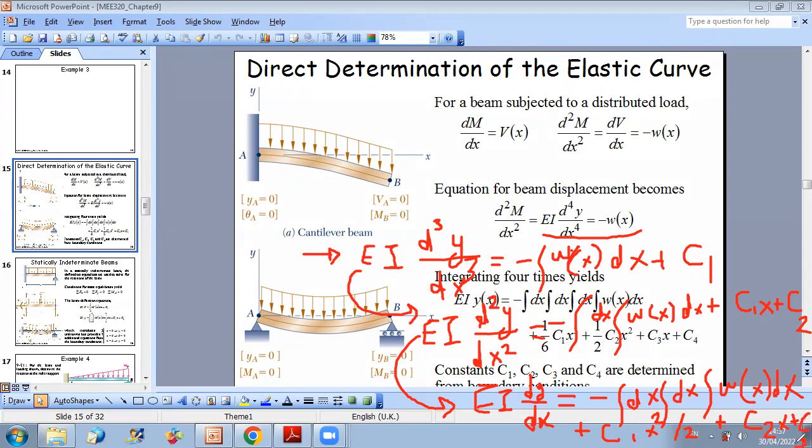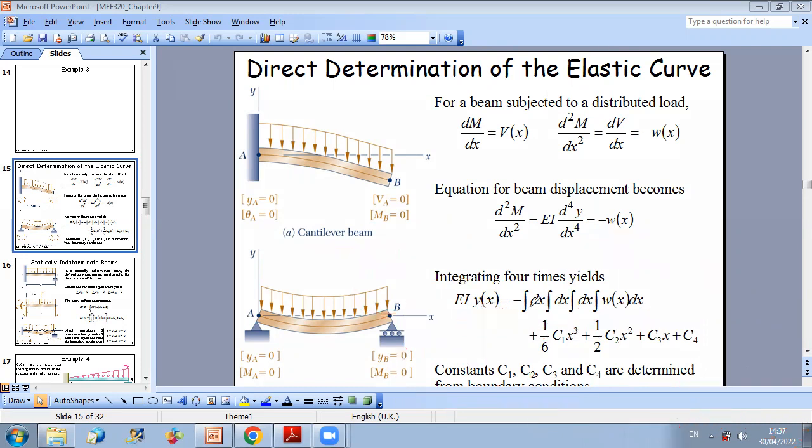And finally, the fourth integration. The fourth integration will give you the result shown here: minus the fourth integral of w(x), plus c1 x cubed over 6, plus half c2 x squared, plus c3 x, plus c4. So this is the final form of EI times y of x. And here we have 4 constants of integration, c1, c2, c3, c4. To find these constants, we need to apply 4 boundary conditions.